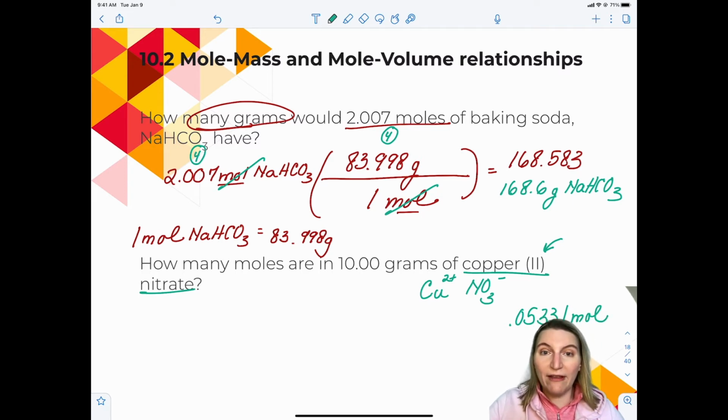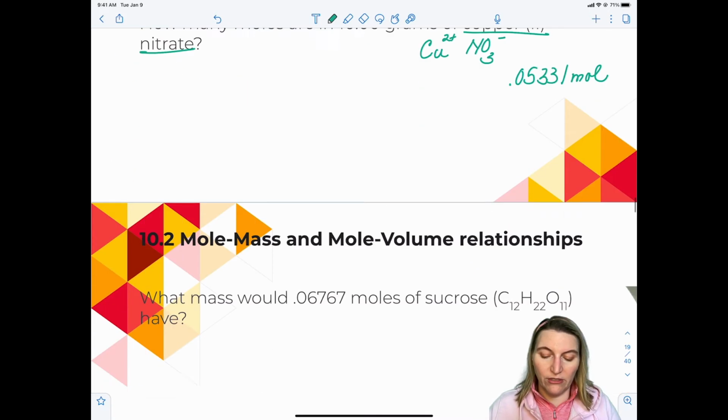So I want you to try this for yourself, and if you don't get this answer, go back and look and see, what could I have done wrong? Maybe find your molar mass over again. Or maybe, look up, what is the formula for copper 2 nitrate? Did I get that right? What is the molar mass for that? Did I get that right? And make sure that your units cancel out. Because just copying the work that I do isn't necessarily going to teach it to you. You have to try it for yourself.